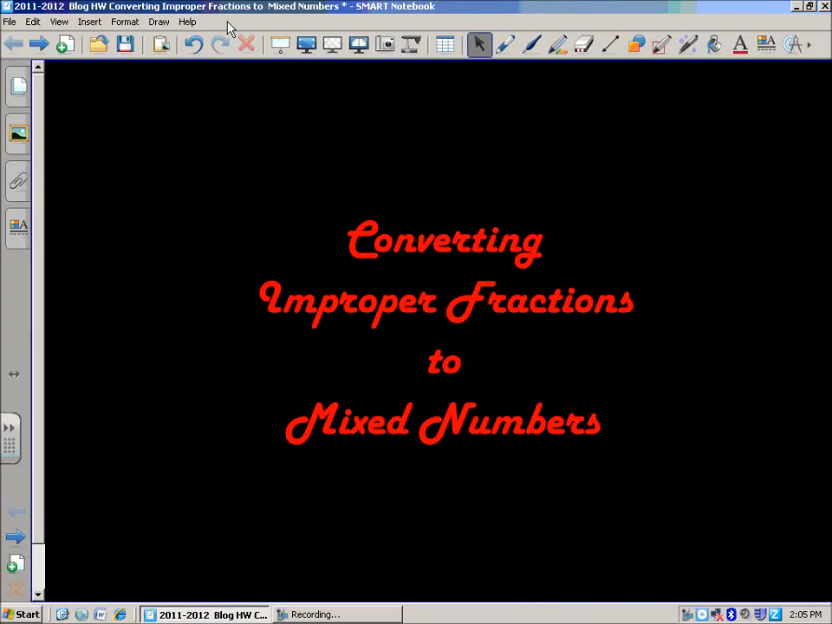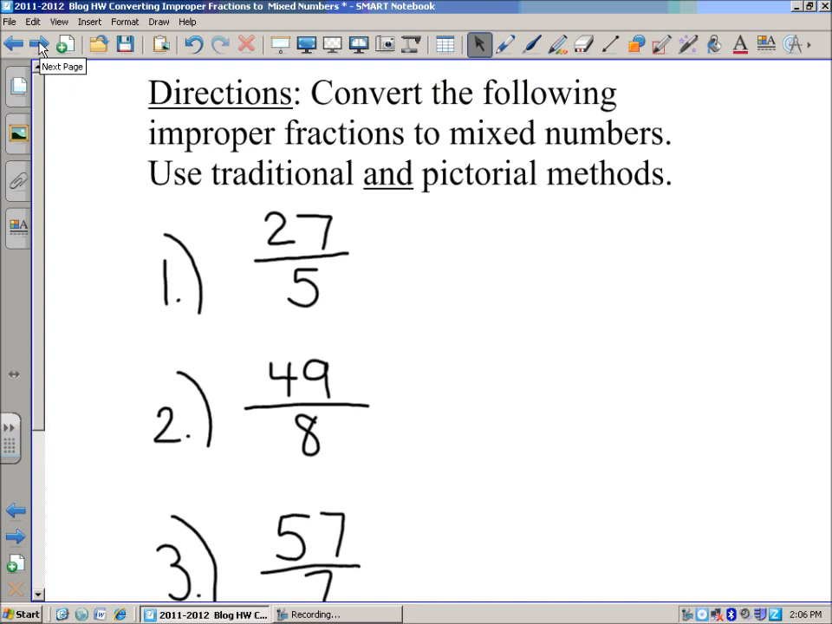In today's lesson, we're going to take a look at converting improper fractions to mixed numbers. And we're going to do this in two different ways, the traditional method and the pictorial method. We'll look at four different problems, and here are the directions. Convert the following improper fractions to mixed numbers. Use traditional and pictorial methods.